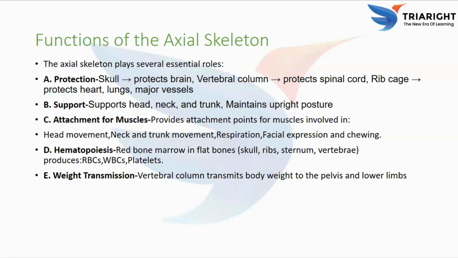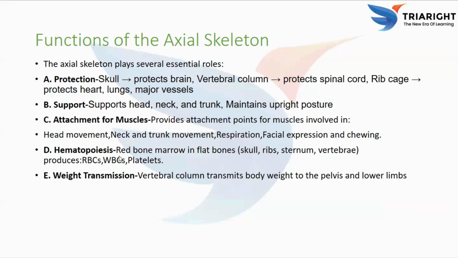The next function is hematopoiesis. What do we mean by hematopoiesis? It is the formation of blood cells. Red bone marrow in the axial bones produces RBCs, WBCs and platelets. RBCs carry oxygen, WBCs fight against infection, and platelets help in clotting. These bones include the skull, ribs, sternum and vertebrae. So the axial skeleton helps to maintain life by producing blood cells. This is about the hematopoiesis function.